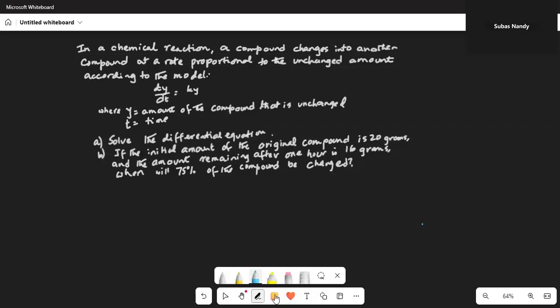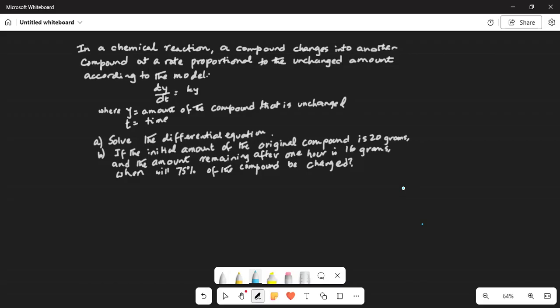Today we will work on this particular problem, which I will share with you. It says, in a chemical reaction, a compound changes into another compound at a rate proportional to the unchanged amount according to the model dy by dt, that is change of y with respect to t, is equal to ky, where y is the amount of compound that is unchanged, t is time.